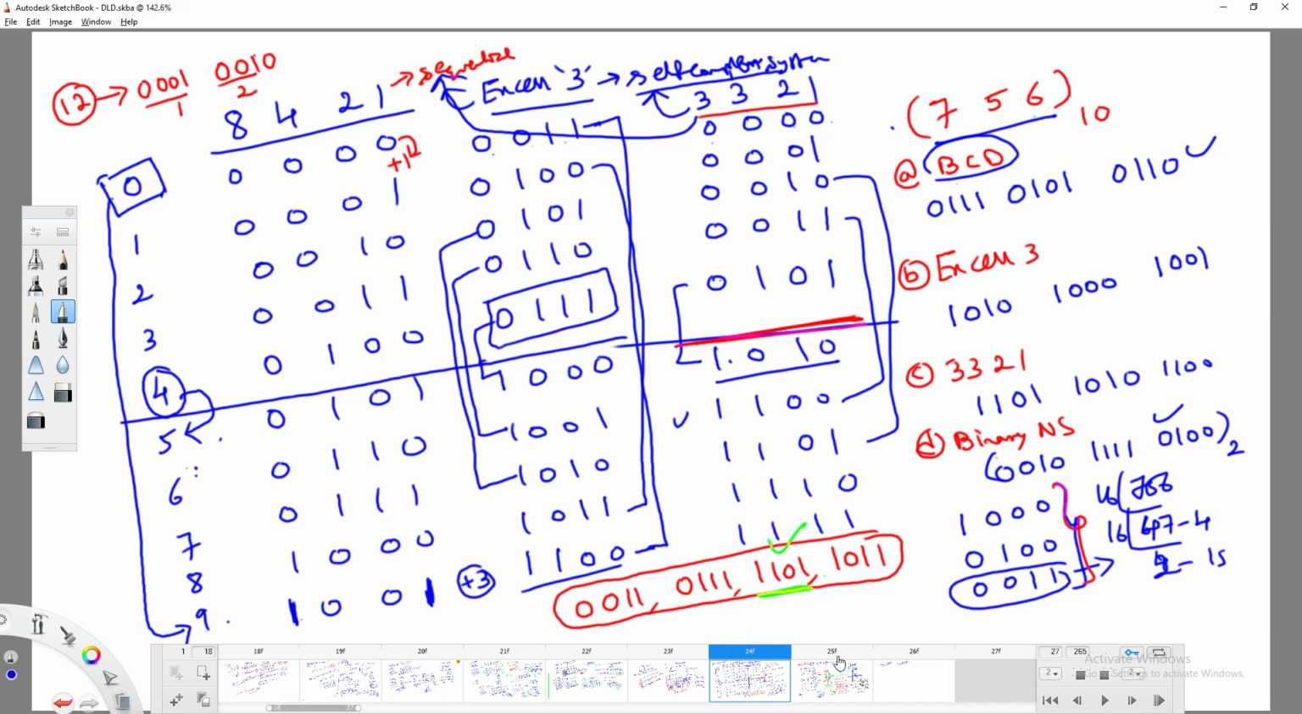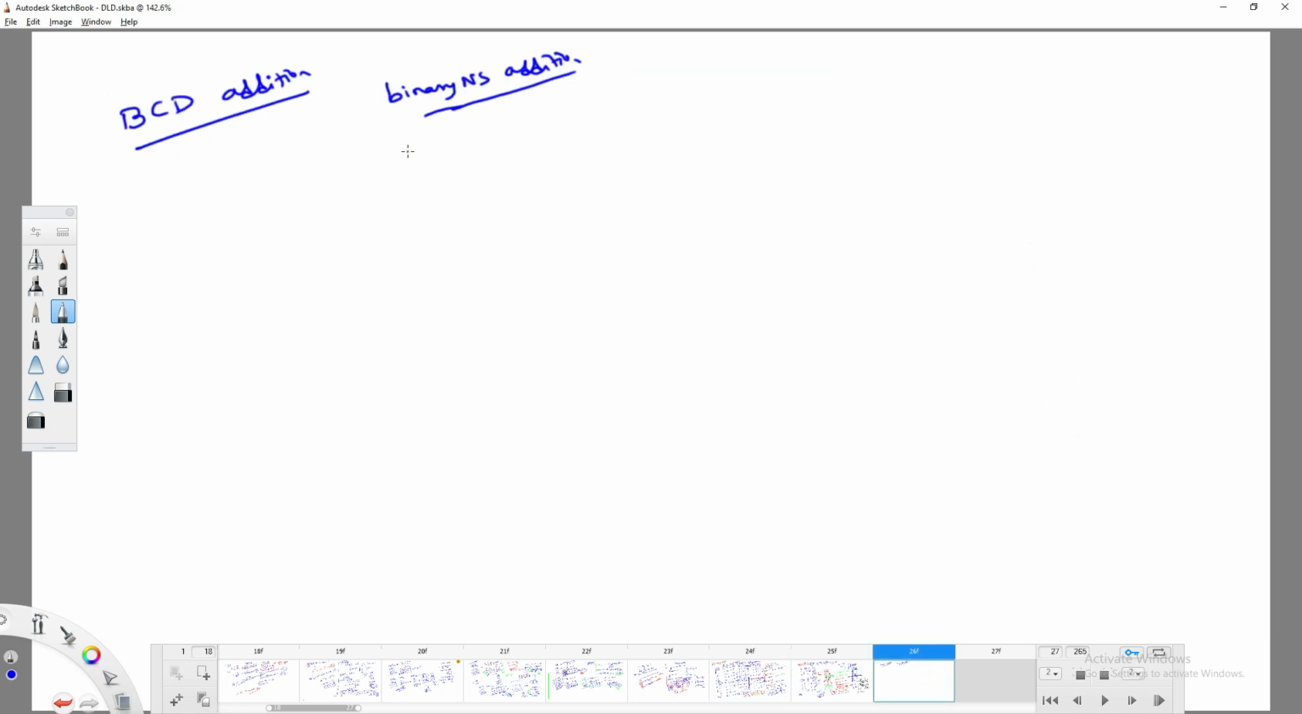Even when you work with the binary number system or the BCD system, the result should be the same. I don't bother about what approach the system follows, but my result should be the same. That is the thing you have to find. So in the binary system we follow one approach, and in BCD addition we follow another kind of approach.